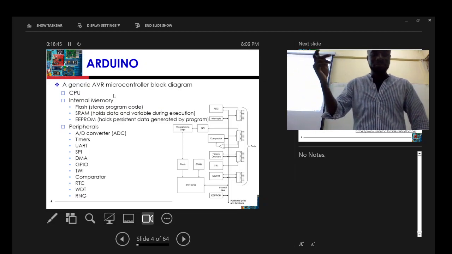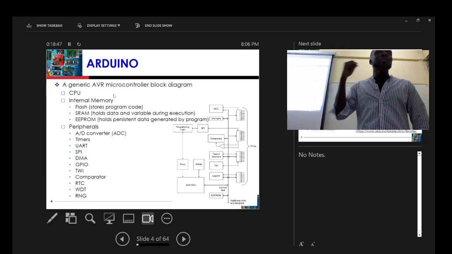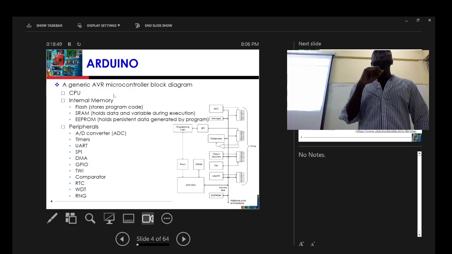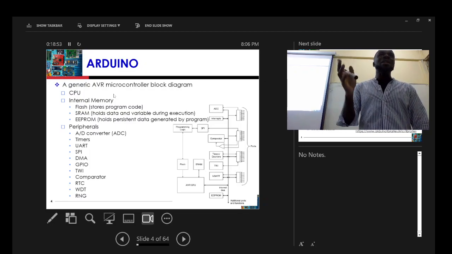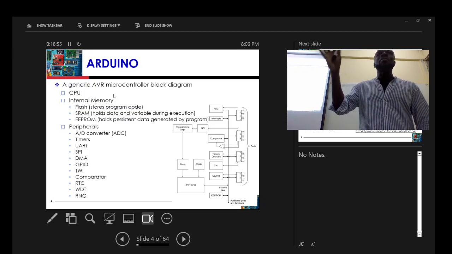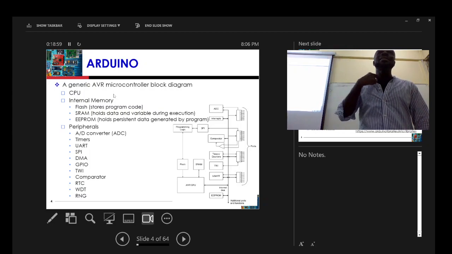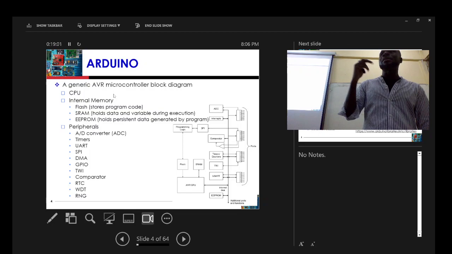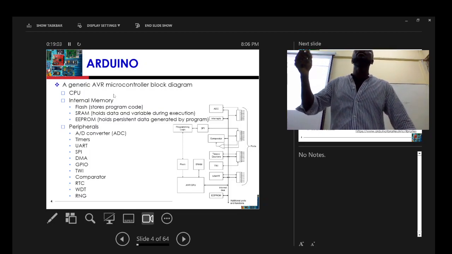Flash memory. Now, you guys have studied memory somewhere before, right? Some course like that. No, nothing. Have you guys heard about the word volatile before?